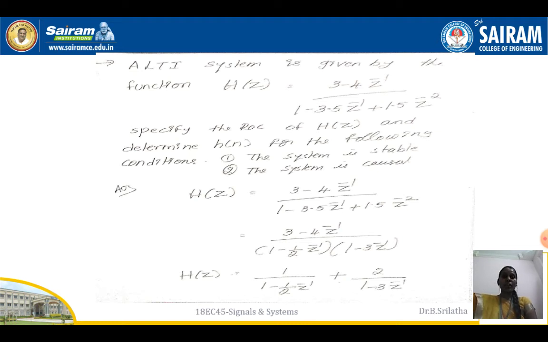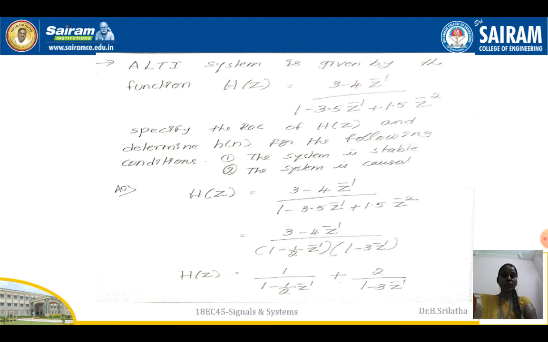In the last lecture we discussed many different types of inverse z-transform techniques. We want to find h(n), and they gave H(z). So how will we get h(n)? By applying the inverse z-transform. We have three inverse z-transform methods, and the easy method is the partial fraction method. So here we apply the partial fraction method.